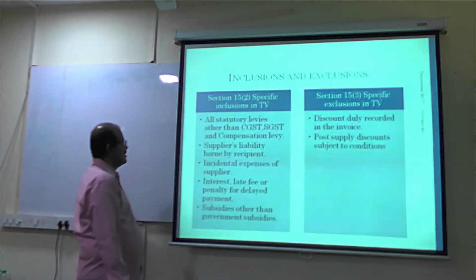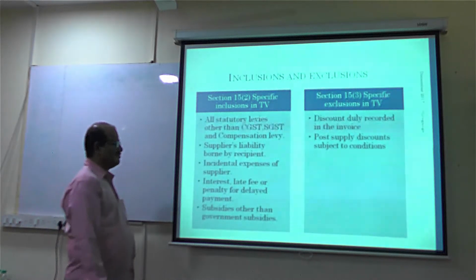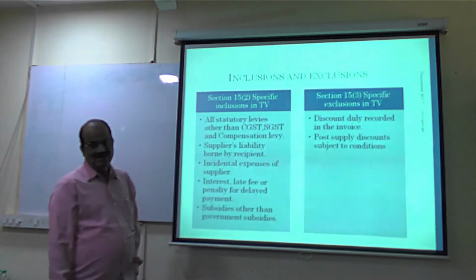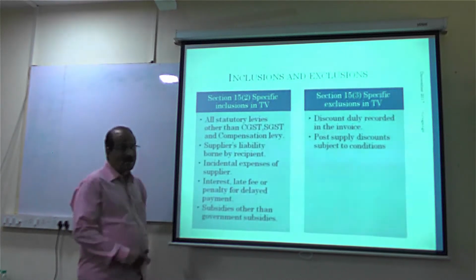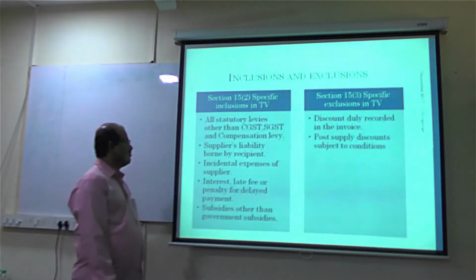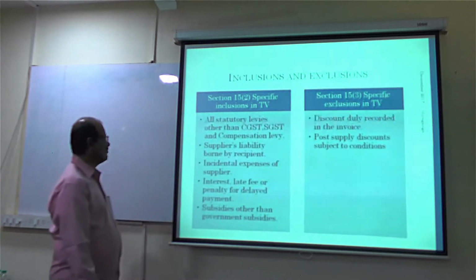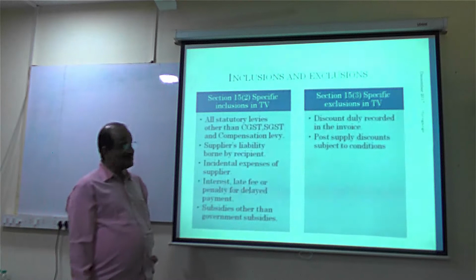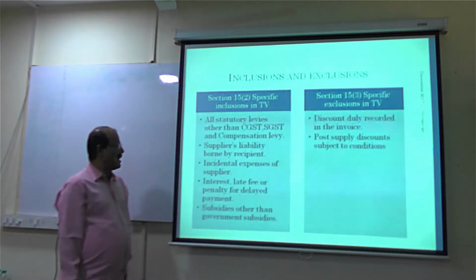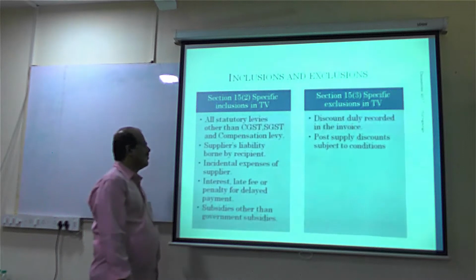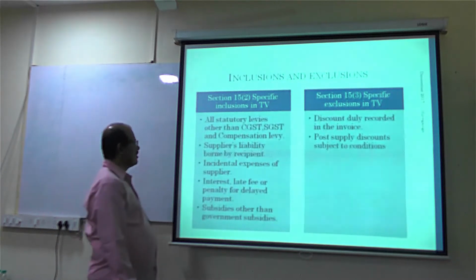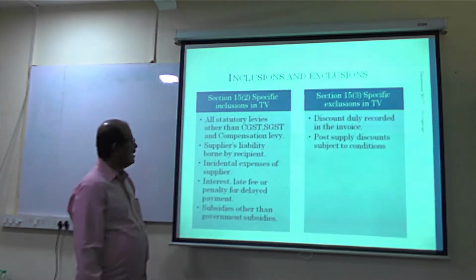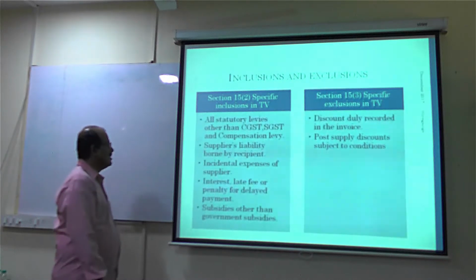The first inclusion is that all statutory levies other than CGST, SGST and compensation levy have to be included. If we remember earlier also, for the purpose of levy of value added tax by the states, the taxes levied under Central Excise law and Customs law were included. Now also, the only exclusions provided are CGST, SGST and compensation levy, and no other statutory levies can be excluded.